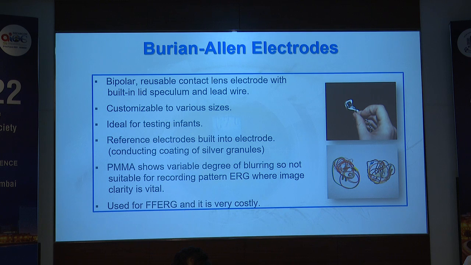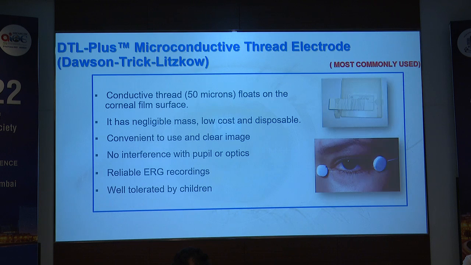Then we have got the Burian Allen electrodes. These are bipolar, again reusable contact lens electrodes, with a built-in speculum with lead wires, customizable to various sizes. These are ideal for testing infants. Reference electrodes are built into the electrode itself. The PMMA shows a variable degree of blurring, so it's not suitable when we need an ERG where full clarity is very much vital. This is usually used for a full-field ERG, but remember, these are very costly electrodes.